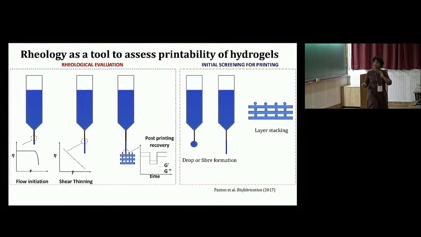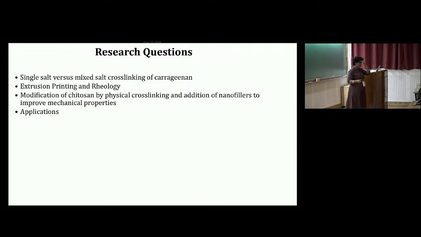So some of the properties which we are going to see. The first is, of course, for any material to print, whether it is able to form a fiber is an important criterion, whether you form a continuous fiber versus a drop. And subsequently, what are the flow properties of this, whether we are able to get the required shear thinning, the required yield stress or strain, and what is the post-printing recovery, that is, how fast my material is able to recover and regain its modulus and then is able to have stacked layers one on top of each other.